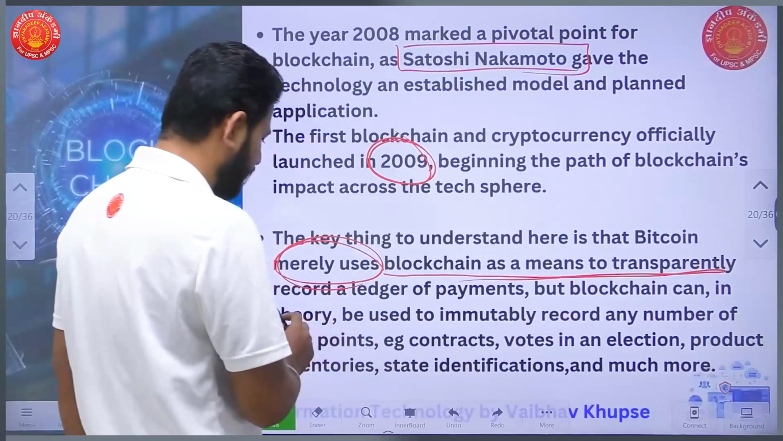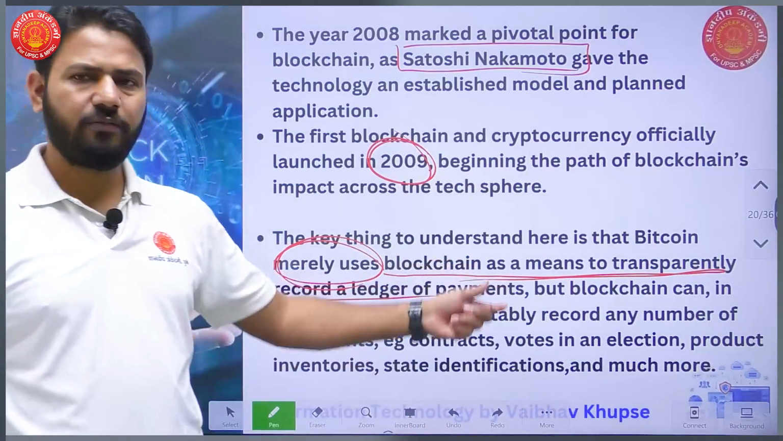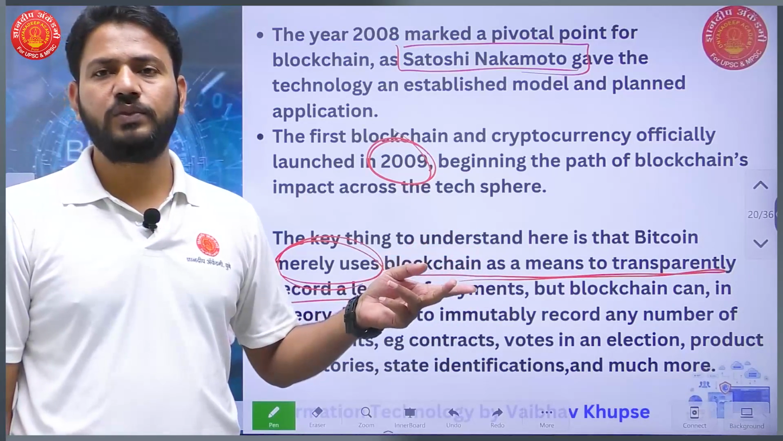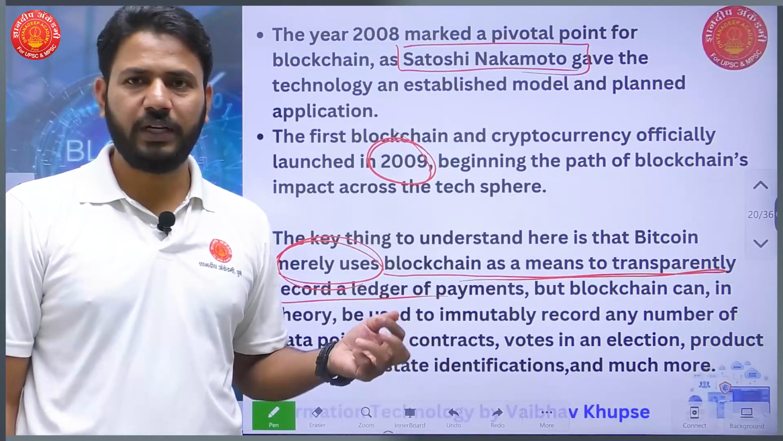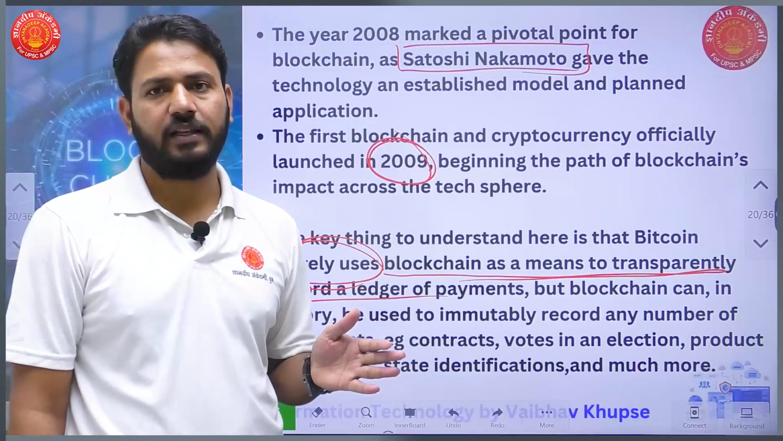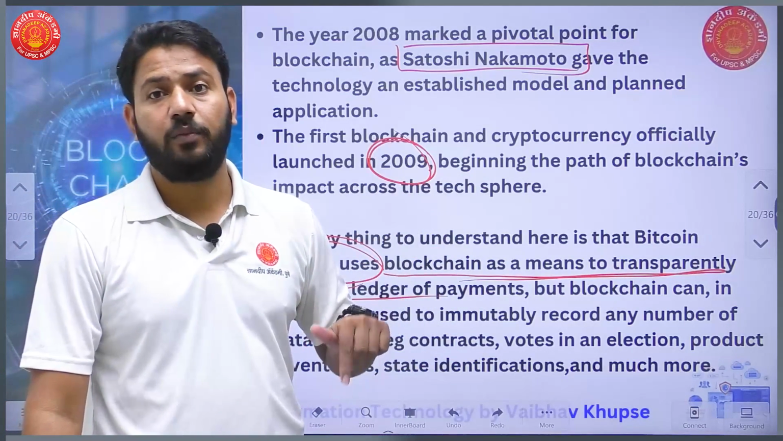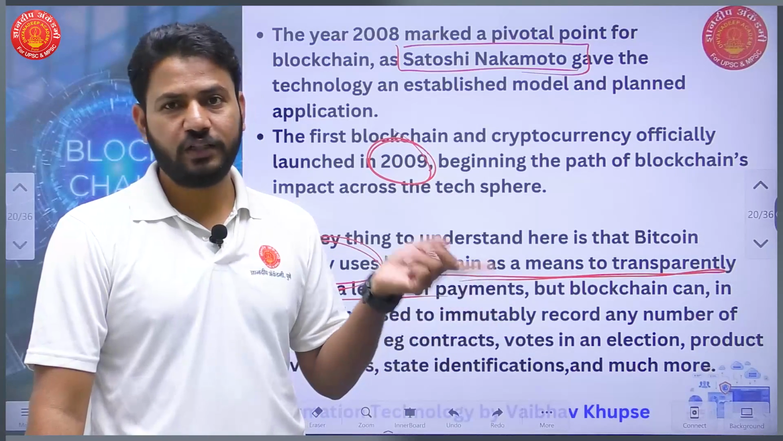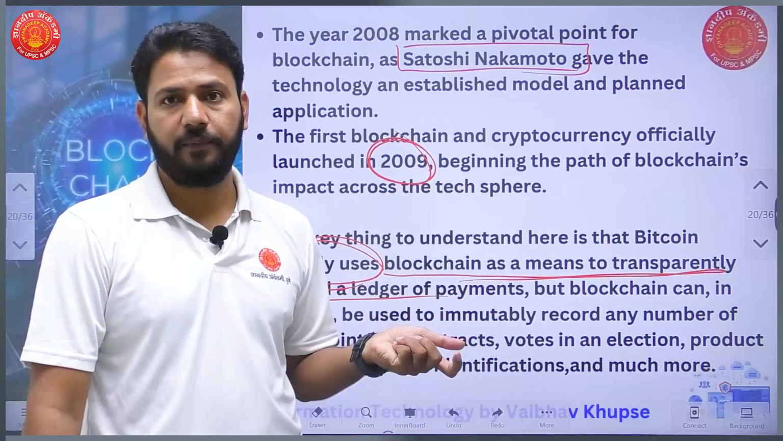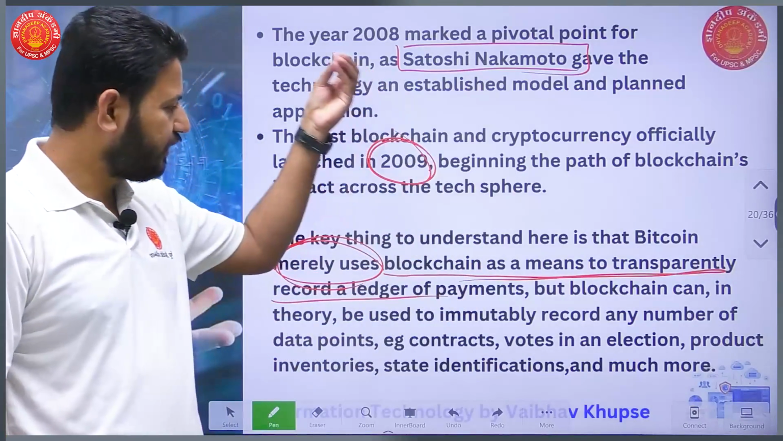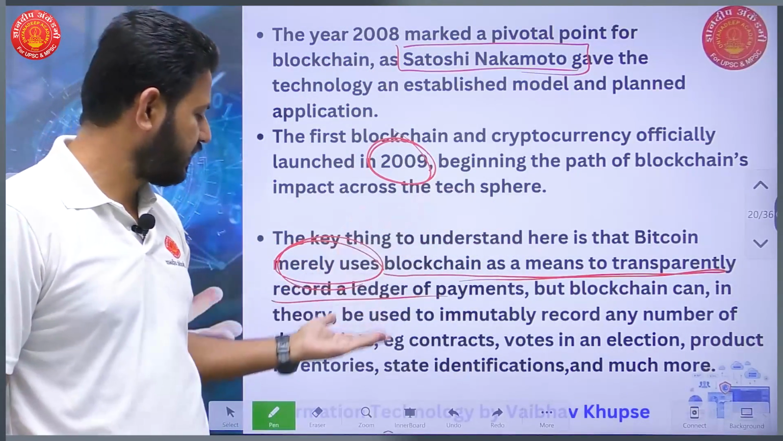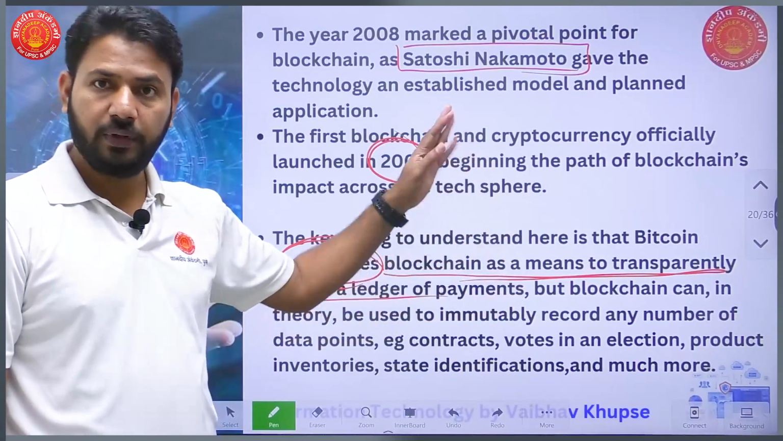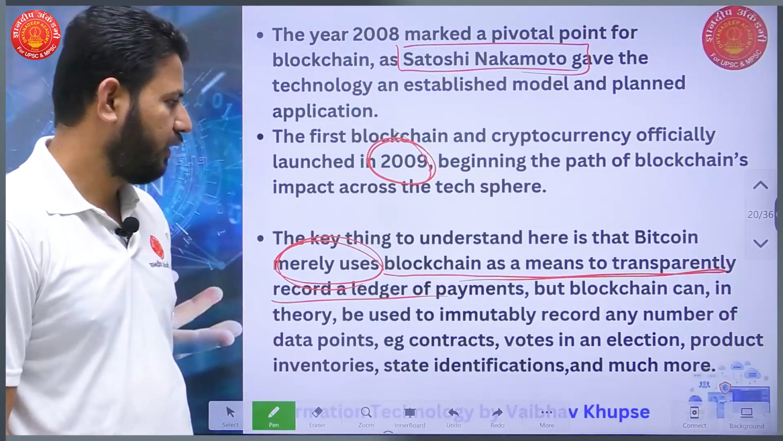Okay. Now, the key thing to understand here is that Bitcoin merely uses blockchain as a means to transparently record a ledger of payment. That's what I've been saying. It is just a means. Many people confuse blockchain with bitcoins. Now, bitcoins and blockchains are two different things. Bitcoin is a currency. Blockchain is a ledger. Right? Bitcoin is not blockchain, or blockchain is not Bitcoin. So Bitcoins merely use blockchain as a means to transparently record a ledger, or keep a record of all the transactions of the Bitcoin. Right?